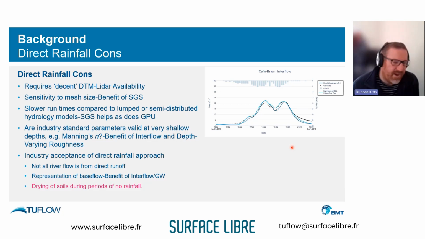What we found, and this was what I was alluding to earlier when I talked about the wider benefits of SGS to direct rainfall, is that if you don't have SGS, those low points in the upper catchment, for whatever reason, were leading to water being trapped in the upper catchments. And some of those locations were quite deep as well, which led to a very small time step in TUFLOW HPC.